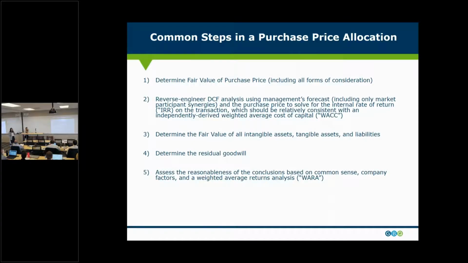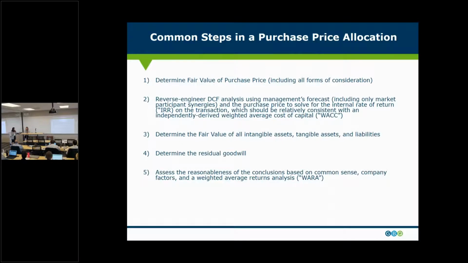So common steps in the purchase price allocation. First of all, you determine the fair value of the purchase price. That's your starting point. That's what I mentioned before, where you might have like 100 million of cash consideration and you have 20 million of excess potential. So you determine what's the total fair value, and also net of any debt, like say you're assuming debt of 50 million, then you reduce that off the value.